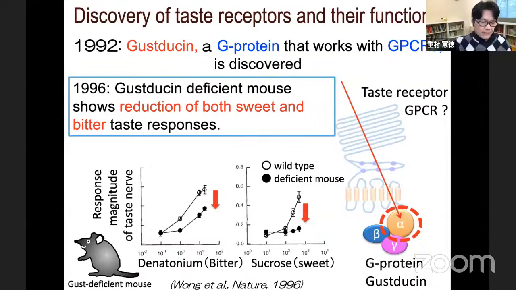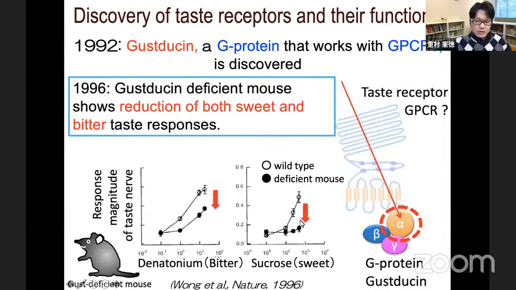To investigate the function of gustducin, a gustducin gene deficient mouse was generated. The gene is knocked out, and we examined the gustatory nerve responses. As a result, the nerve response to the bitter compound denatonium is reduced to almost half in the gustducin deficient mouse. This is the wild type. This is the gustducin knockout mouse.